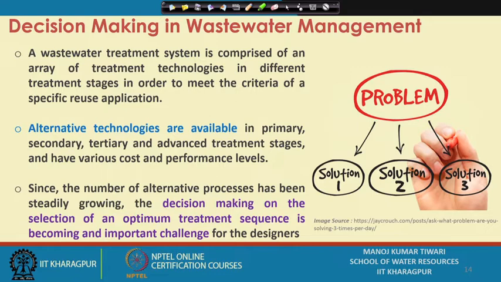This brings us to decision making. A wastewater treatment system comprises an array of technologies, and for fit for purpose water treatment, based on the output level we will have to select a treatment train, or a treatment scheme.